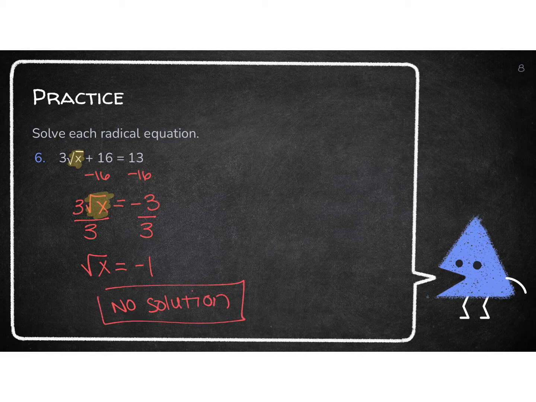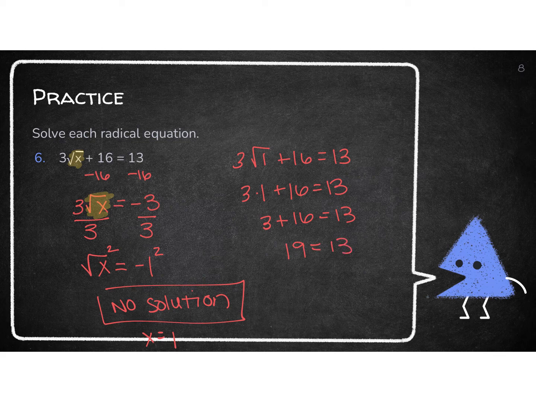So I could square both sides, and I would get x equals 1. So if we plug that back in, I'd get 3 times the square root of 1 plus 16, see if that equals 13. So 3 times 1 plus 16 equals 13. 3 plus 16 equals 13. Well, that's not true. I would get 19 equals 13. So that would be a false statement, which is, again, where I know that no solution is my answer.